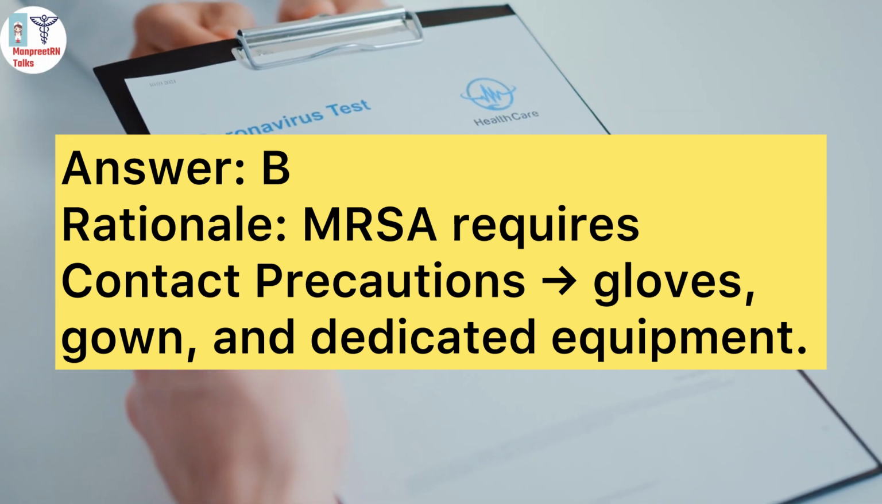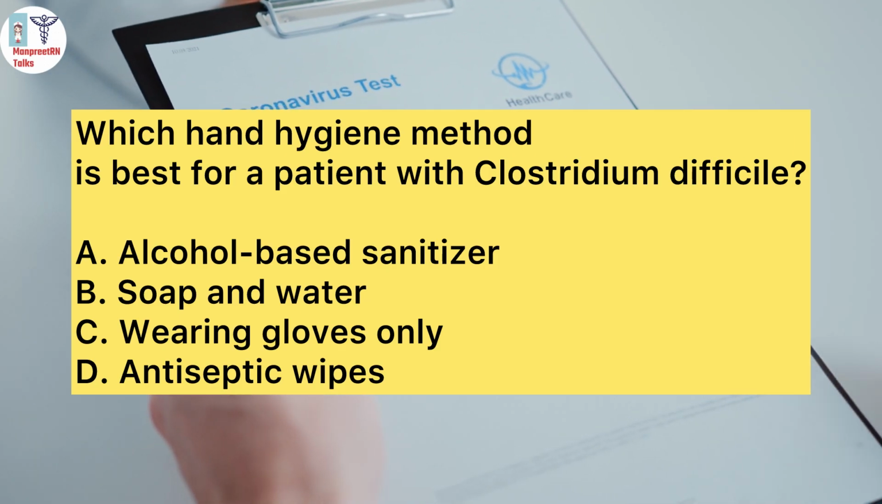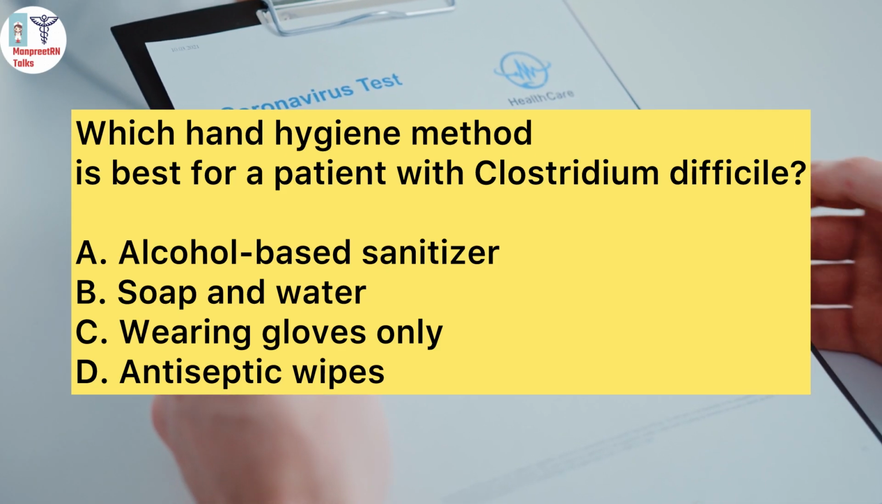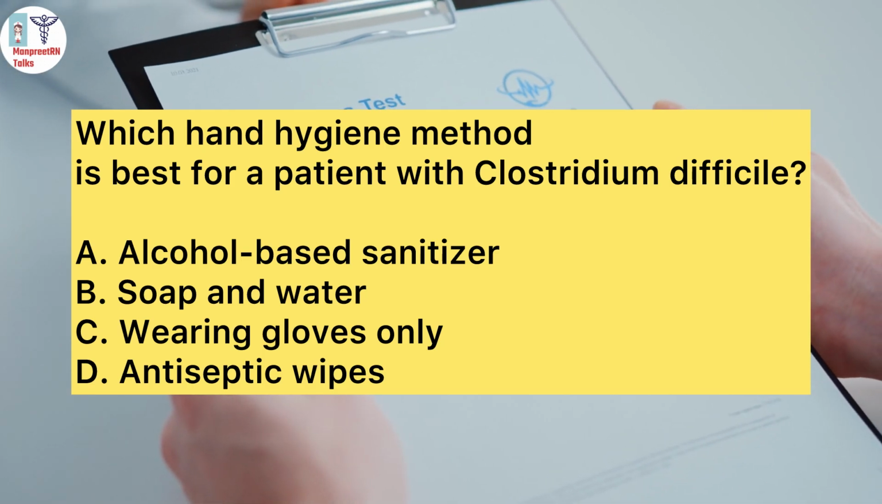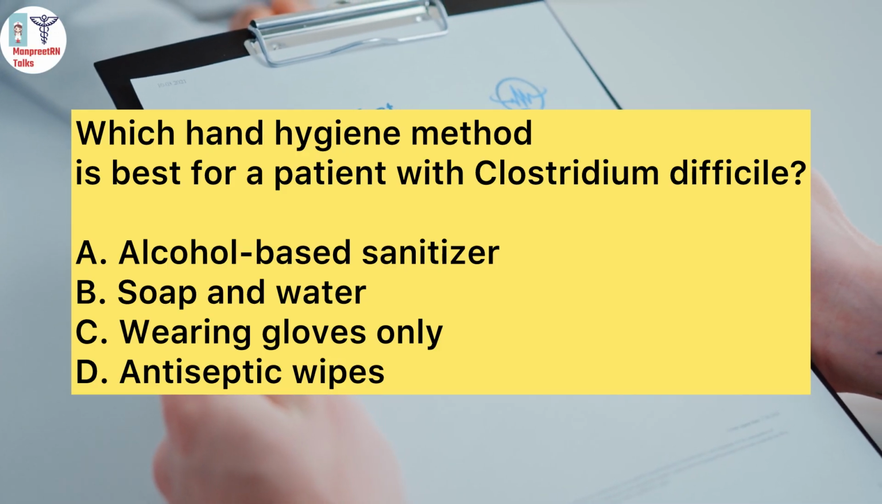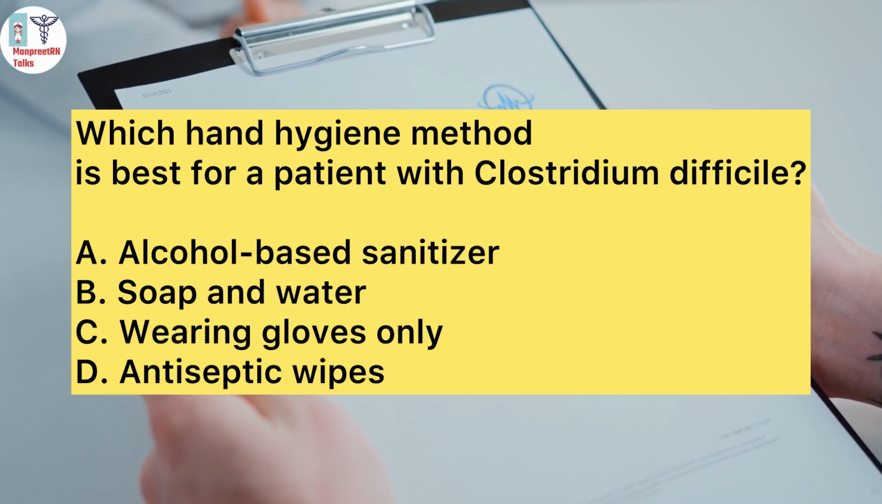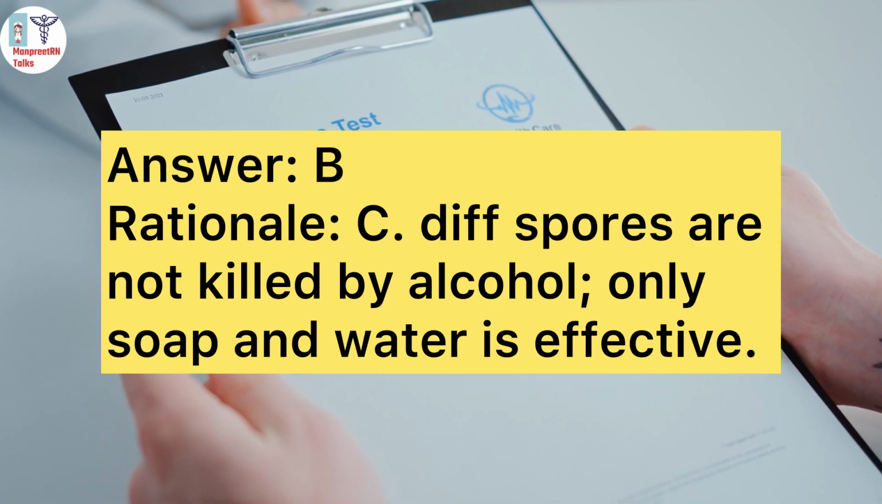Next question. Which hand hygiene method is best for a patient with Clostridium difficile? A, alcohol-based sanitizer, B, soap and water, C, wearing gloves only, D, antiseptic wipe. So the correct answer is B, because C. diff spores are not killed by alcohol, so only soap and water is effective here.